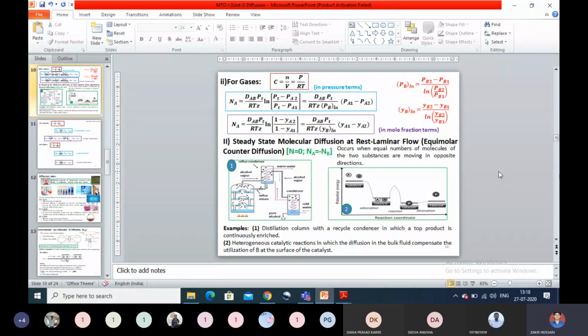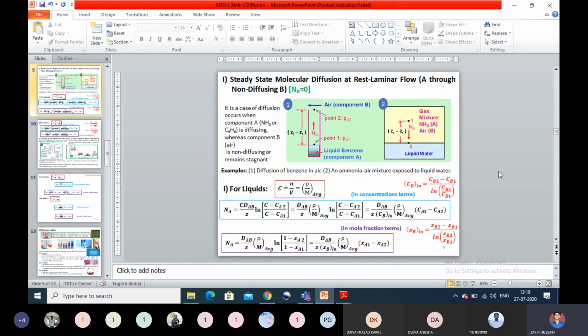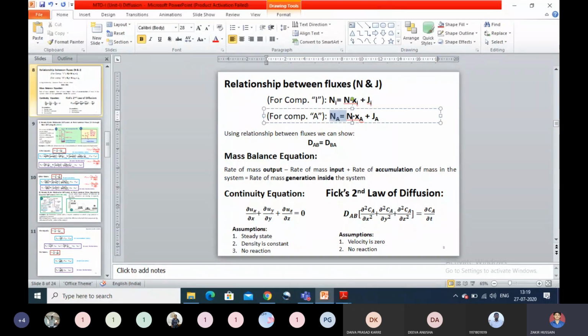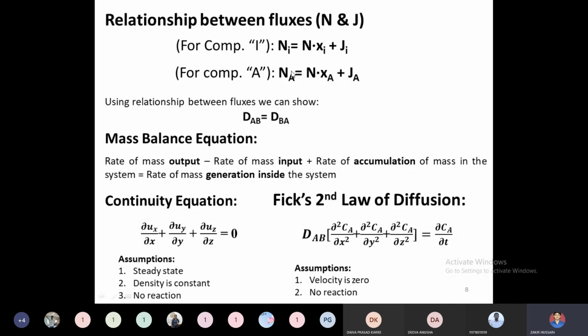So we can consider Na equal to Ja directly, because Na is equal to Nxa plus Ja according to our definition of the relationship between fluxes. See here the relationship between fluxes. I hope you can see the PPT. Na is equal to Nxa plus Ja. In the equimolar counter diffusion case, N is equal to 0, the total flux is 0, so this whole quantity is 0. Then Na is equal to Ja. By the definition of Fick's first law of diffusion, Ja is minus DAB dCa by dZ.